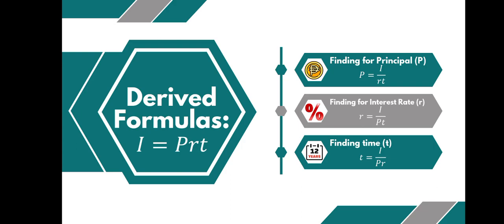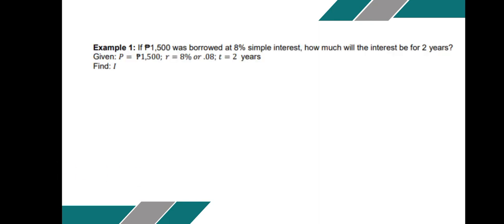So, dinerive lang natin yung formulas, no? So, those are the derived formulas for our simple interest. Okay, now let's take a look at sa ating mga examples, no? So, example 1, if 1,500 pesos was borrowed at 8% simple interest, how much will the interest be for 2 years? So, before natin ma-solve itong ating problem, identify muna natin kung ano na yung mga given, okay?